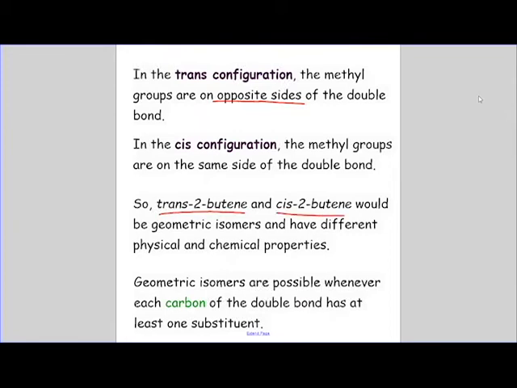And notice the ENE ending, where the double bond happens at 2, and then it says if it's trans or cis. They would be called geometric isomers, and they have different chemical and physical properties based on which isomer type it is. They're possible whenever each carbon of the double bond has at least one branch coming off, at least one substituent. And in this case, it would be a cis or a trans configuration.